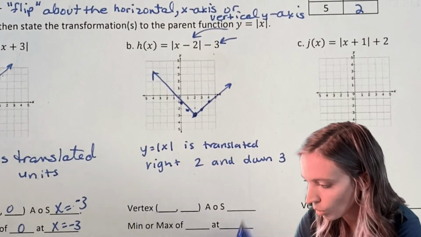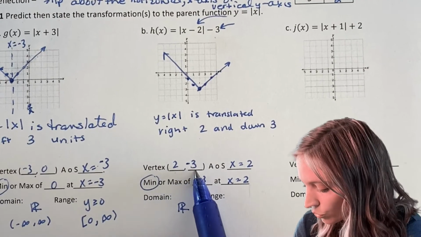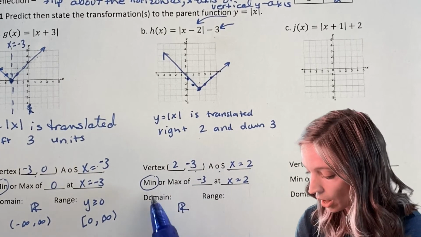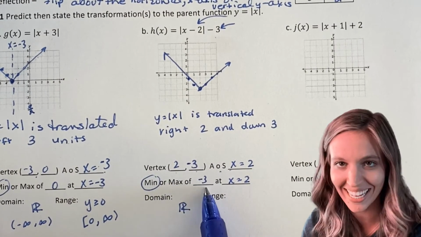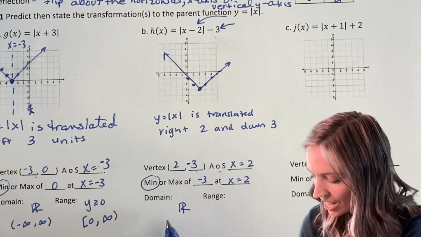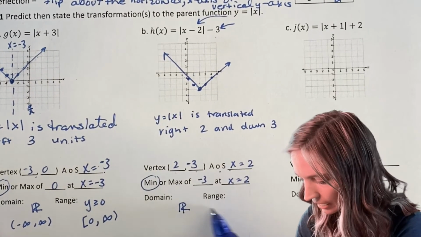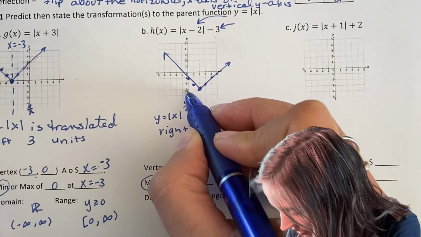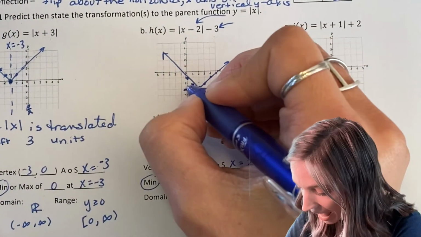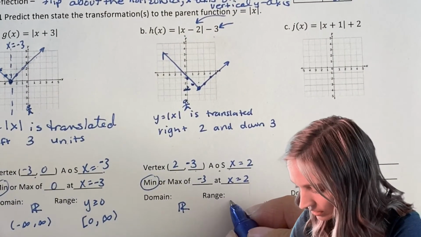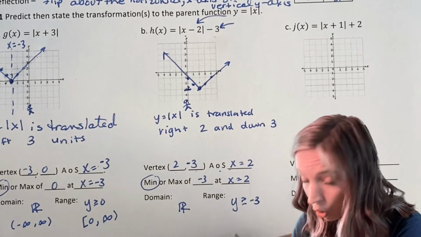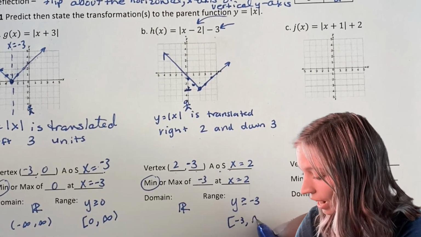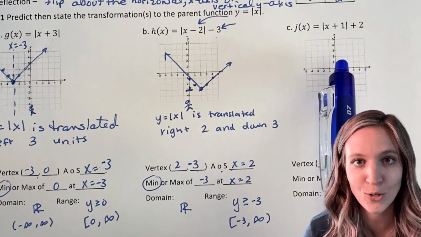So let's go ahead and fill in what we know about this graph. Vertex is (2, -3). Axis of symmetry is x equals 2, which is the same as the x coordinate of my vertex. There's a minimum of that y coordinate, -3, at x equals 2. The domain is all reals, and here the range this time is a little bit different. If I put my little stick figure on this graph, I actually start to see the graph at -3, and then everywhere after -3. So I could say y is greater than or equal to -3, or I could write it in interval notation and put a bracket on -3, and I can continue seeing the graph all the way to infinity.